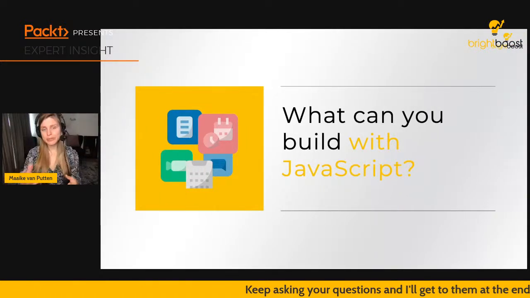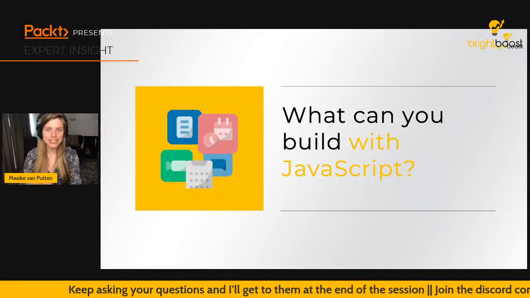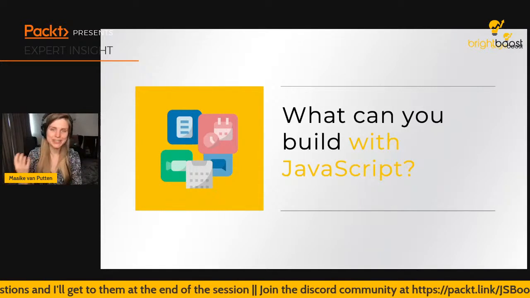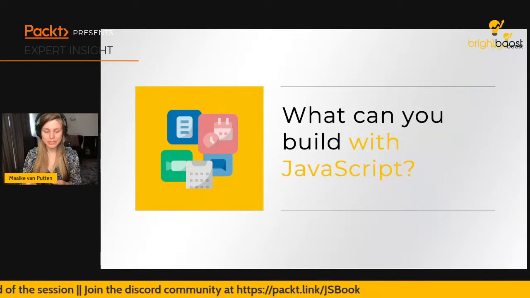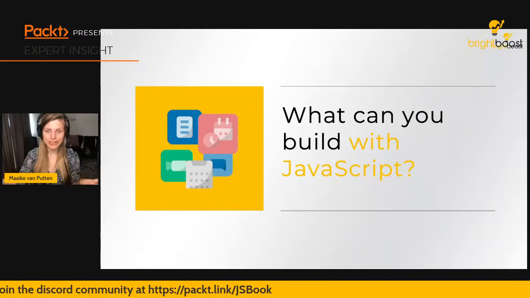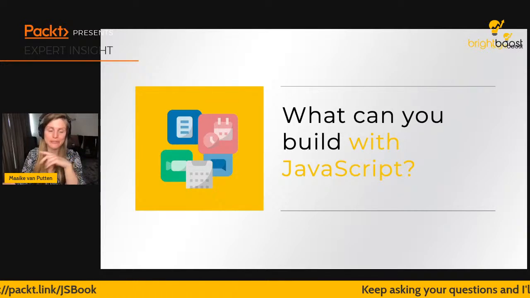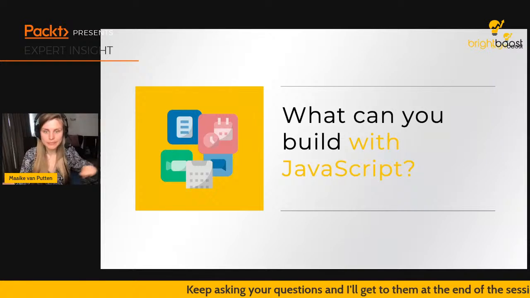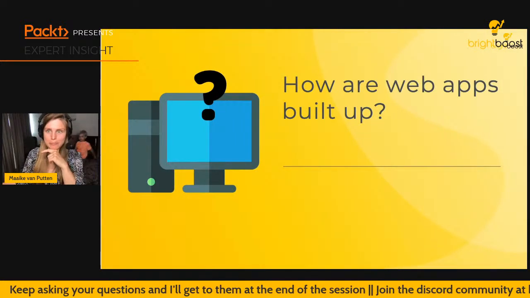So for example, if we make the step from JavaScript to Node.js, we can actually create the backend of applications, which I'm going to get to in a bit if you don't know what that is. But we can also create that using JavaScript. So really, web apps front to end can be created using JavaScript. This is really a lot of options that we have when we start learning JavaScript. So let's have a look at how web apps are built up.